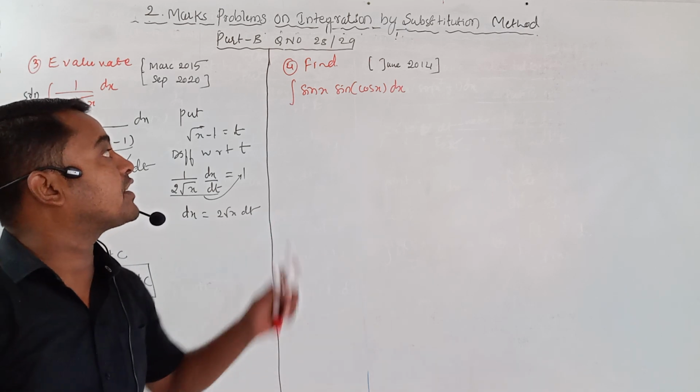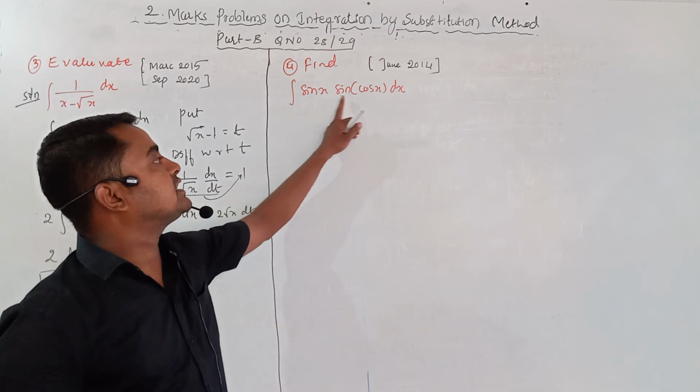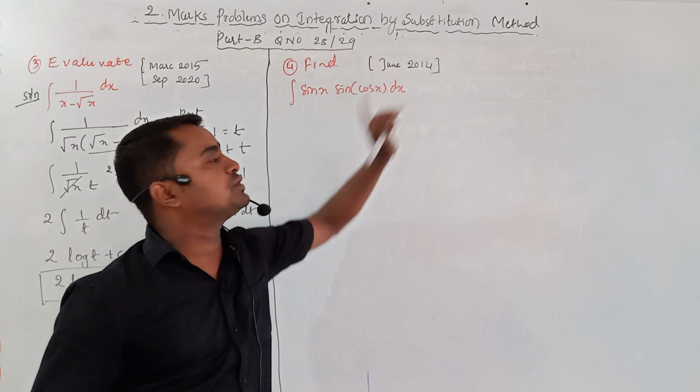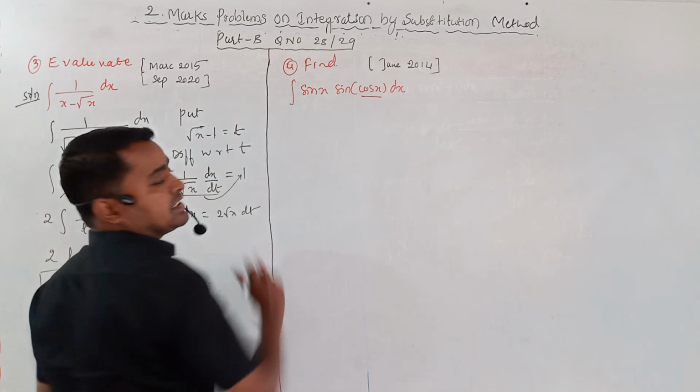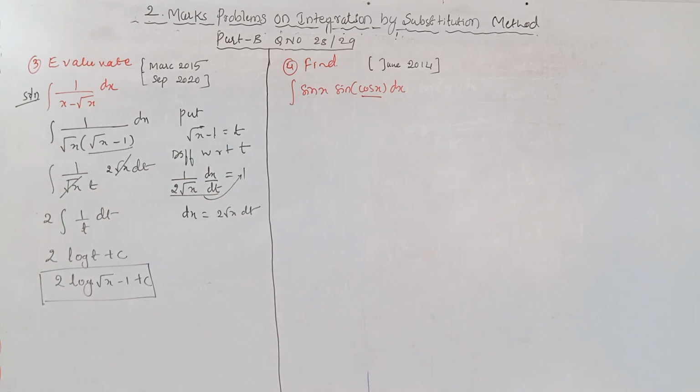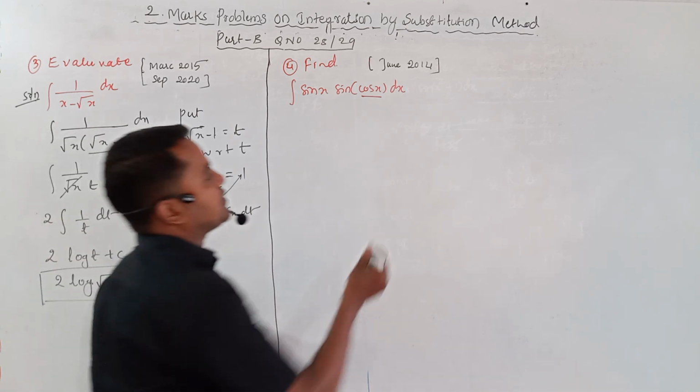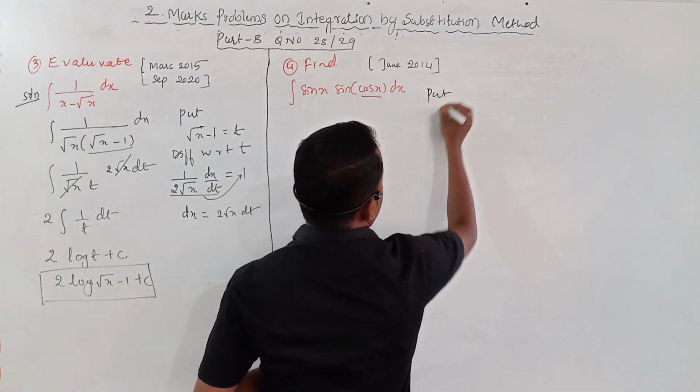Now come to the second one. Find integral of sin x times sin of cos x, June 2014. See here, derivative of cos is sin x. So take the substitution cos x is equal to t. Put cos x is equal to t here.